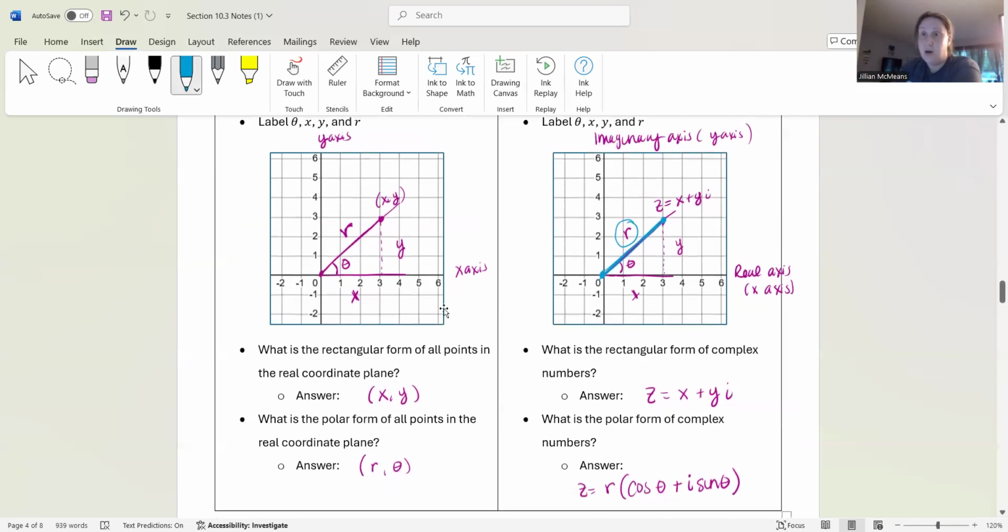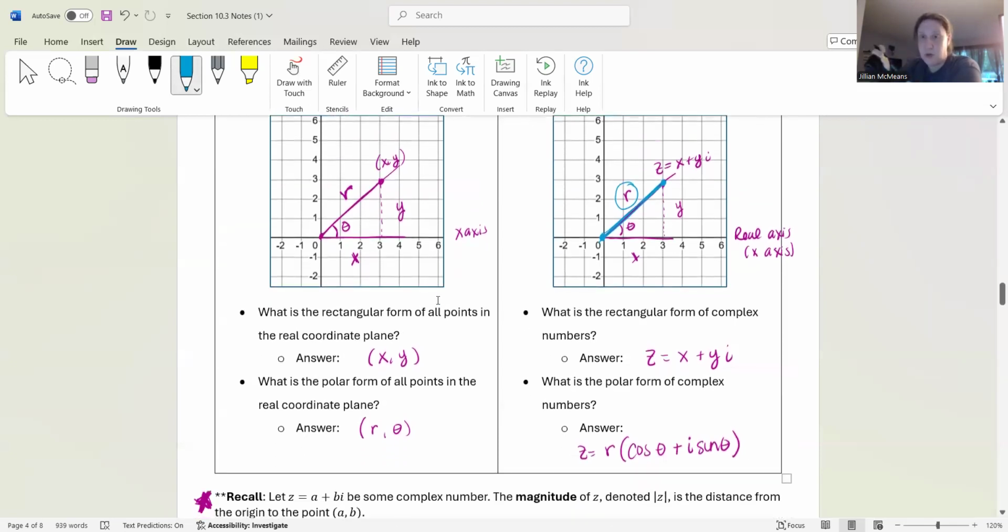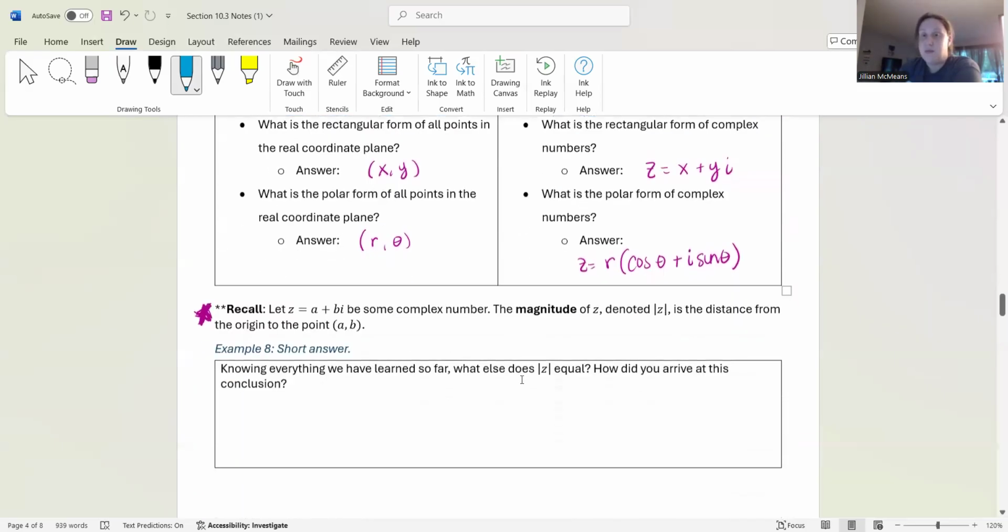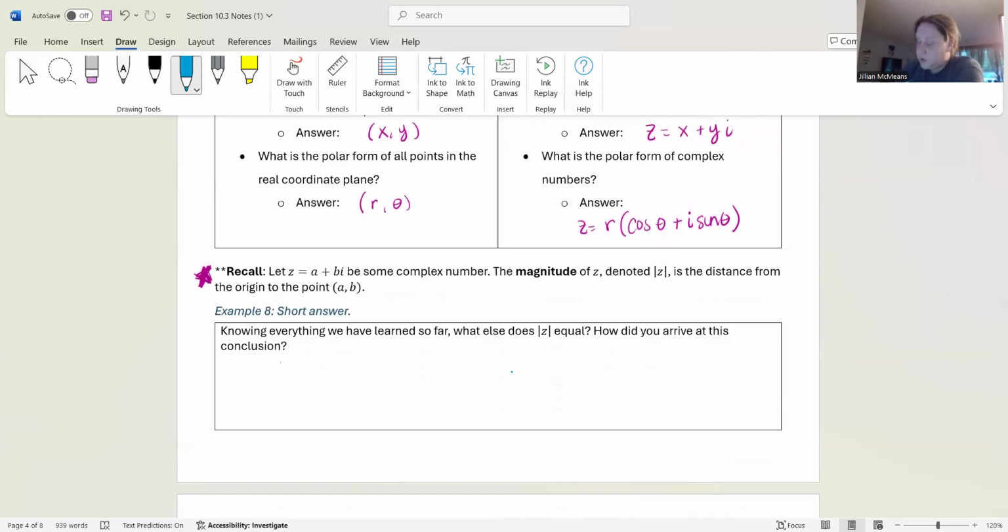Okay, so r, which is your distance from the origin or your distance from the pole along some angle, that's how you get these polar coordinates. It's really the same thing as our r. So we would say the magnitude of z equals r in the polar world. And how did we arrive at this answer?